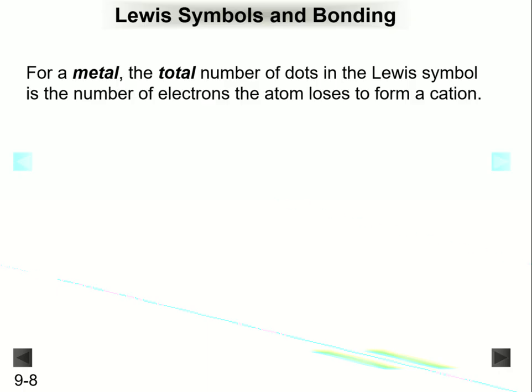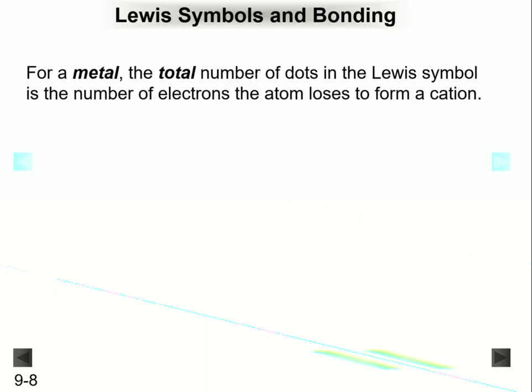Lewis symbols are very nice for illustrating chemical bonding, particularly for organic compounds. It's very powerful for organic compounds, and you will use Lewis symbols on a daily basis when you get to organic chemistry. Organic chemists use them, and they are very good for describing organic compounds.